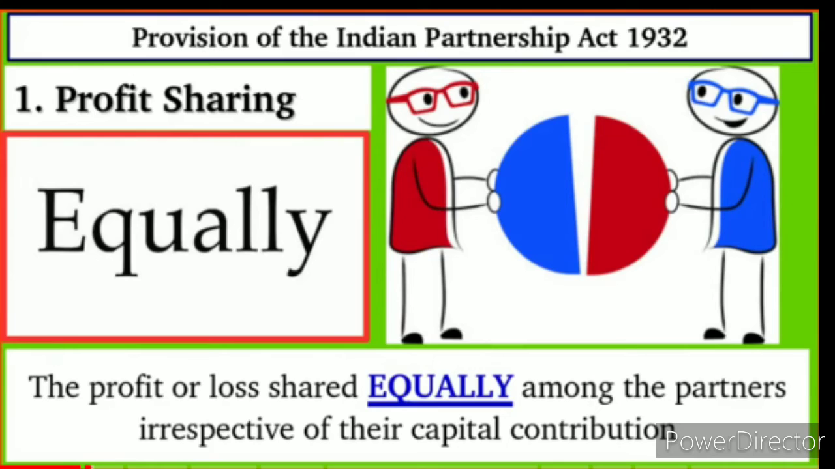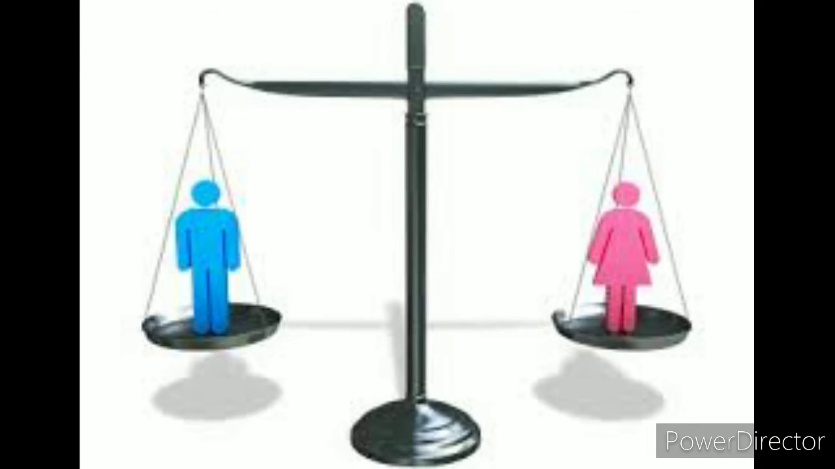It means if the partnership deed is silent, meaning there is nothing mentioned in the partnership deed about the profit and loss sharing, then the profit and loss are shared equally by the partners.